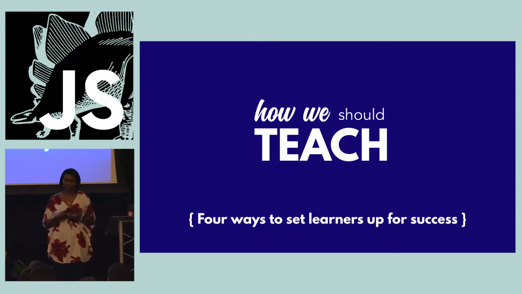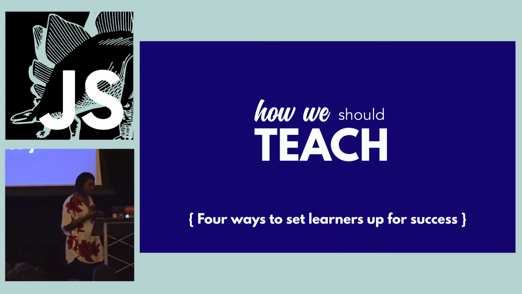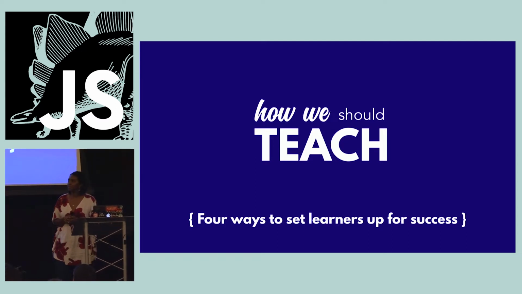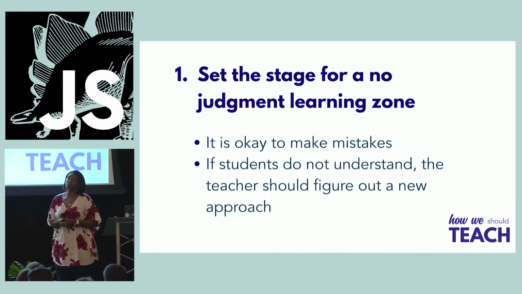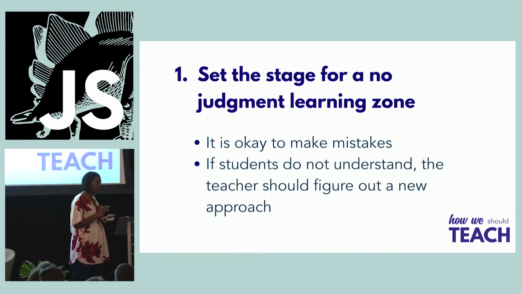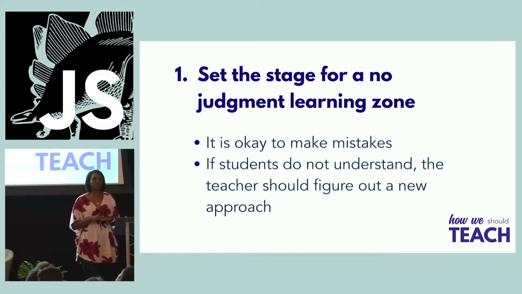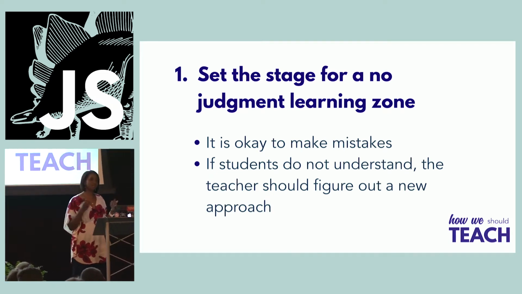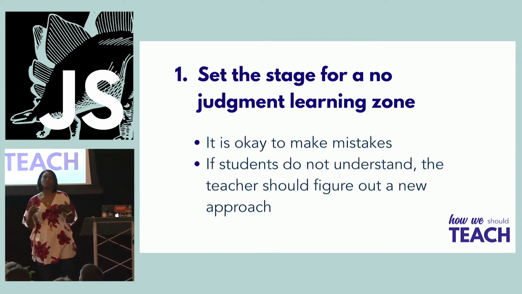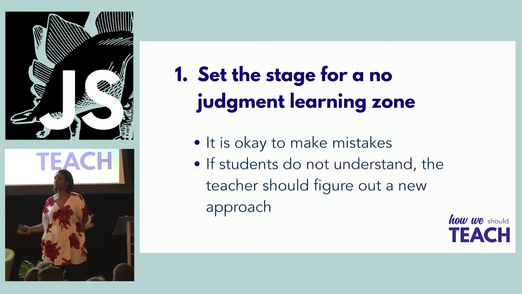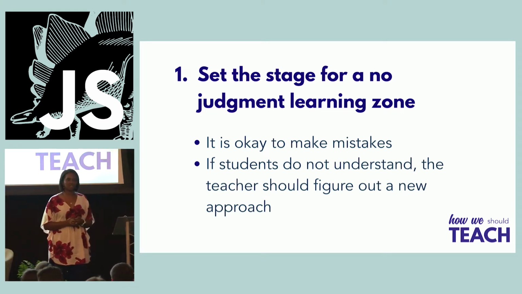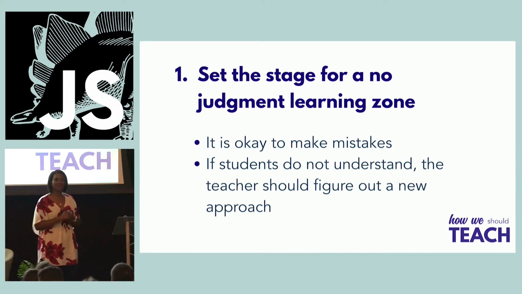How should we teach? There are 4 primary ways that I'm going to talk about to help set learners up for success. Number 1, set the stage for a no-judgment learning zone. Here's what that means. Before you start working with someone, whether it is a one-on-one, two-on-one, workshop, make sure they understand that you are empathetic to them. I'm not going to judge you. If you have a question, if you make a mistake, it's fine. It's okay. I've made them all.